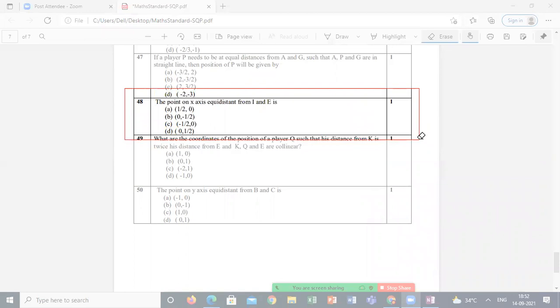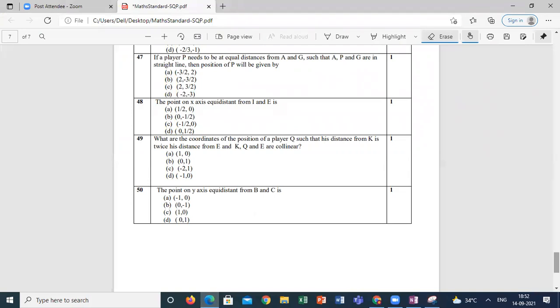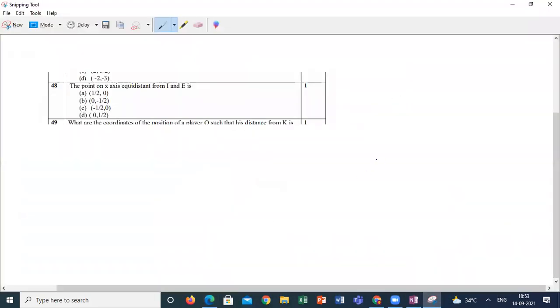The point on the x-axis which is equidistant from I and E. From the diagram, what is the I value? I already wrote here. Are you clear how I took the I value and the E value? So I is (-1, 1). E is (2, 1). P is lying on the x-axis, (x, 0), and P is equidistant from I and E. That means the distance PI must be equal to the distance PE. Are you clear about the condition I wrote?